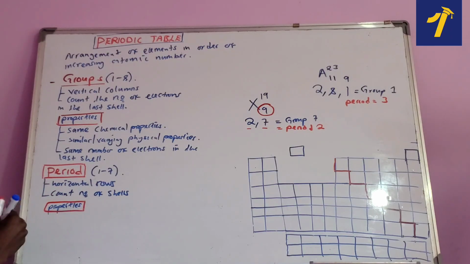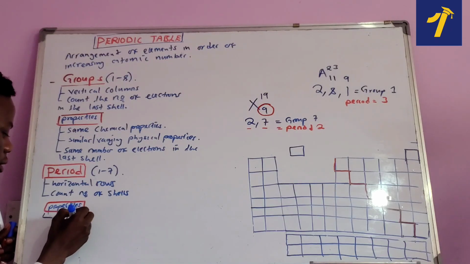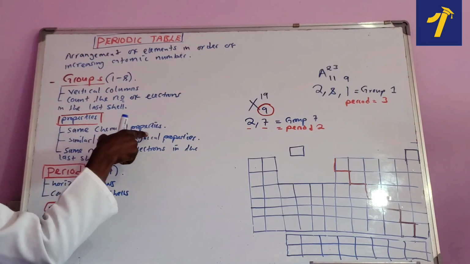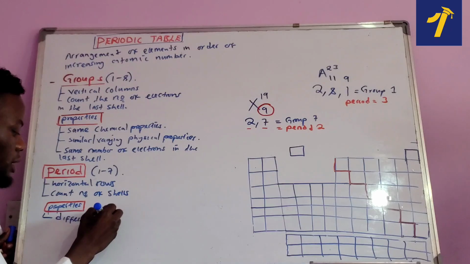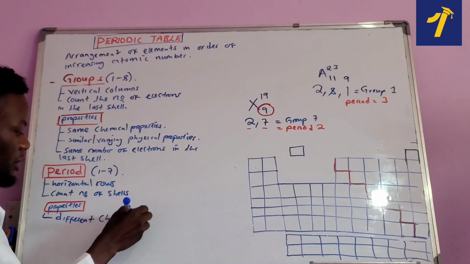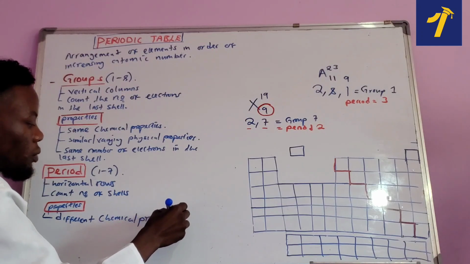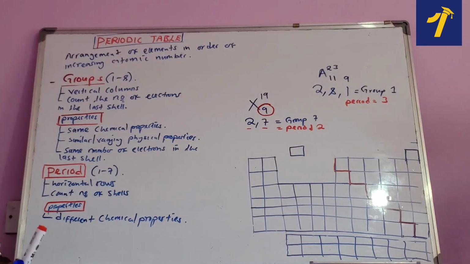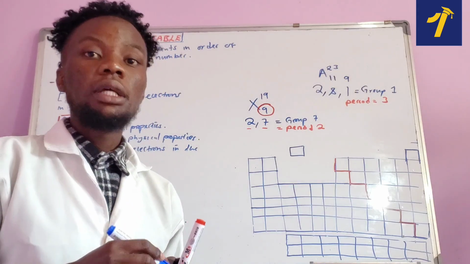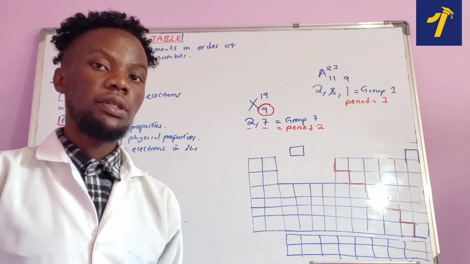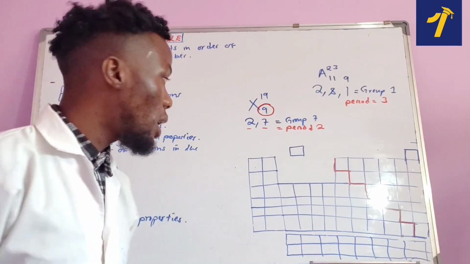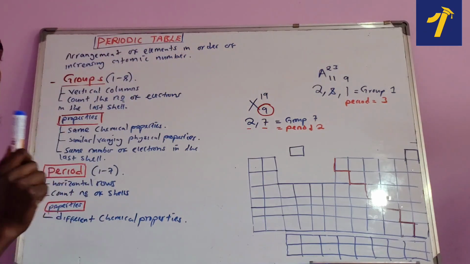So what are the properties? Or basically the general properties. Like we talked about here, these are going to have different chemical properties. Remember, if you say chemical properties of a certain atom, what did we say? It means we just talk about the chemical reactions of that particular atom or element. So now these are going to have different chemical properties.